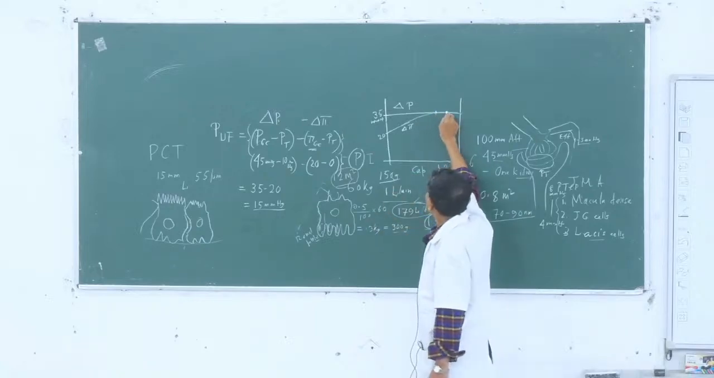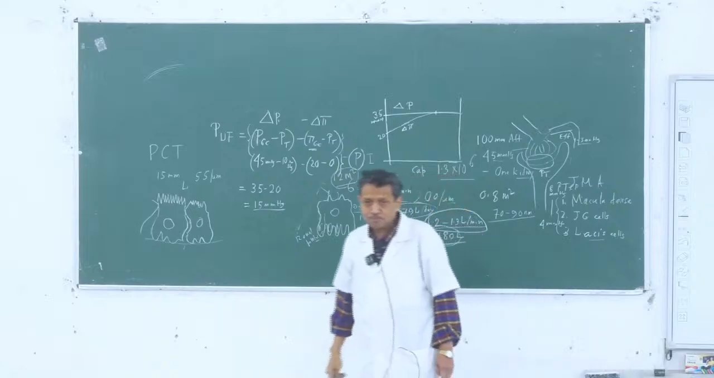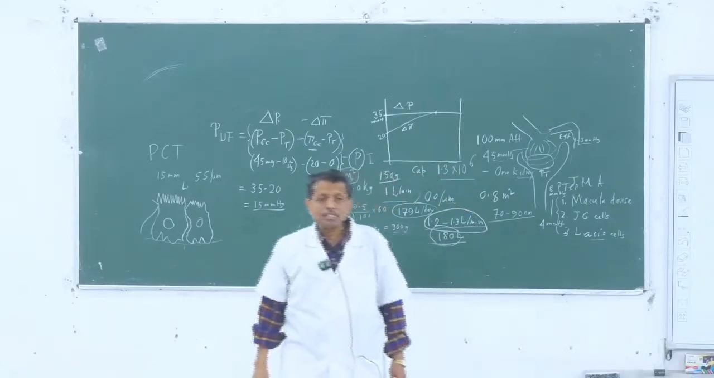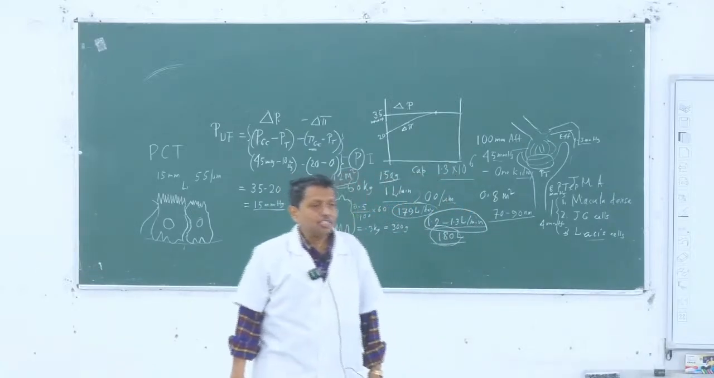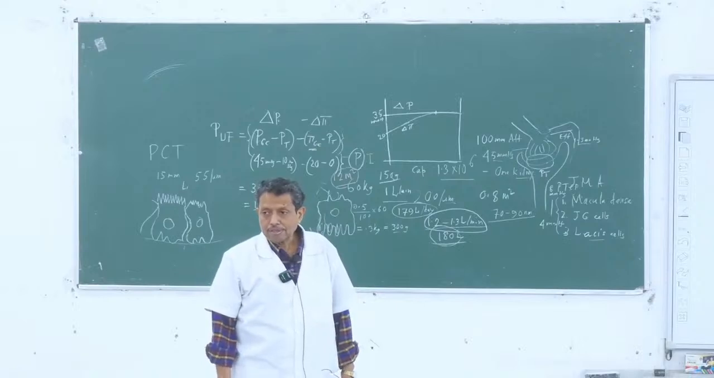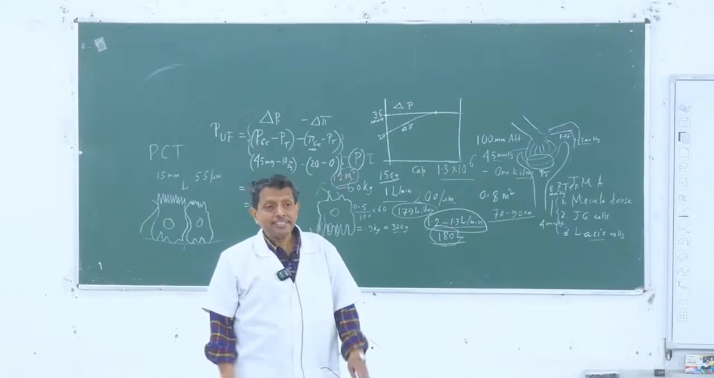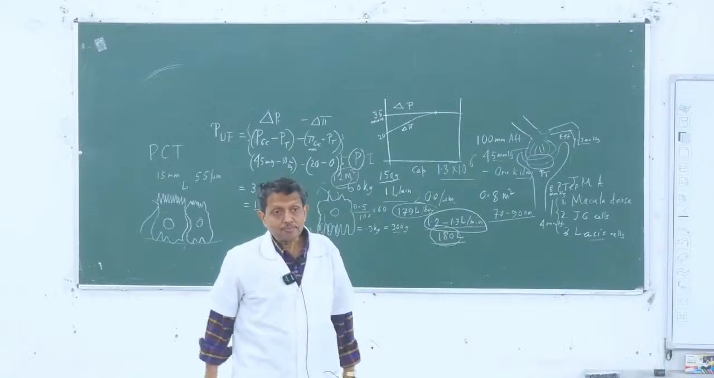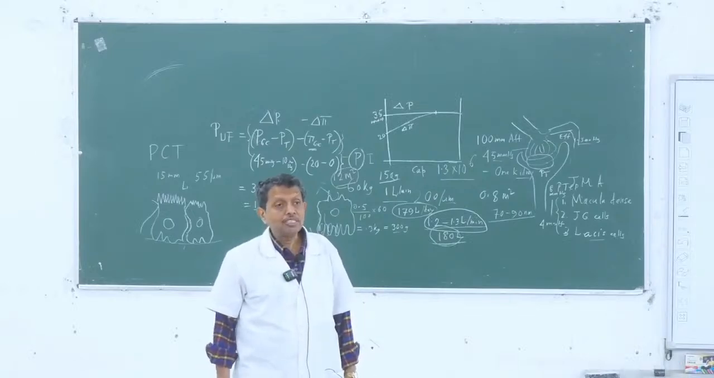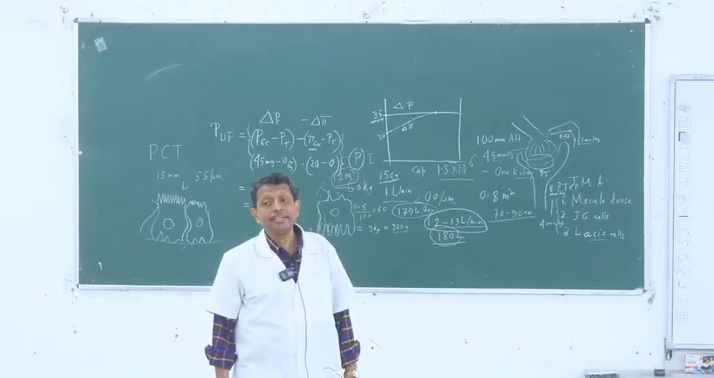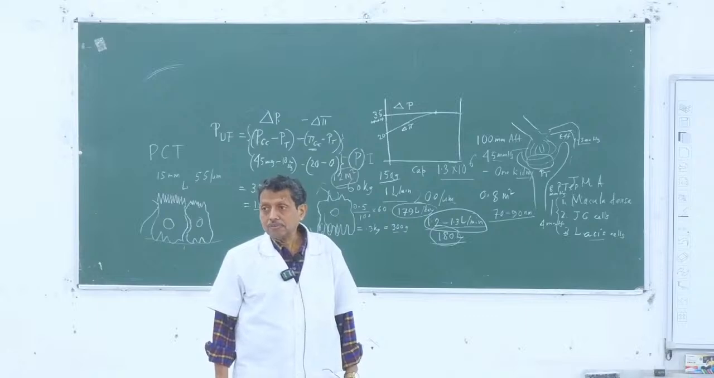So beyond this point, there is no further filtration, because they are equal. Delta pi is equal to delta t. So it is flow limited. So this filtration, normally it is flow limited, and not diffusion limited.